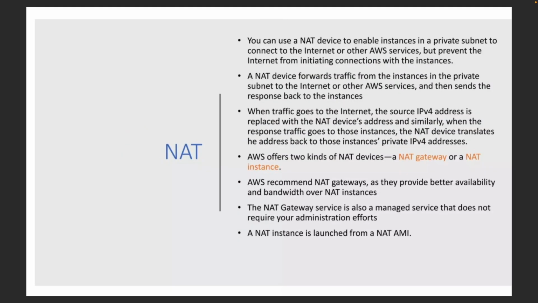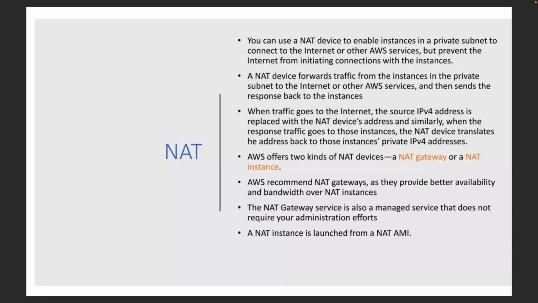Next, let's discuss NAT, also known as Network Address Translation. You can use a NAT device to enable instances in a private subnet to connect to the internet or other AWS services, while preventing the internet from initiating connections with those instances. This is a one-way door for security.